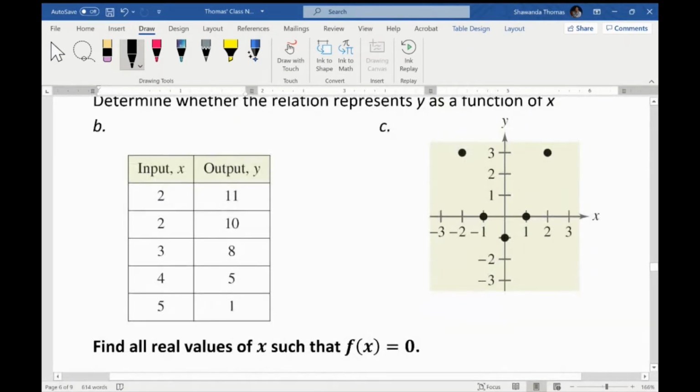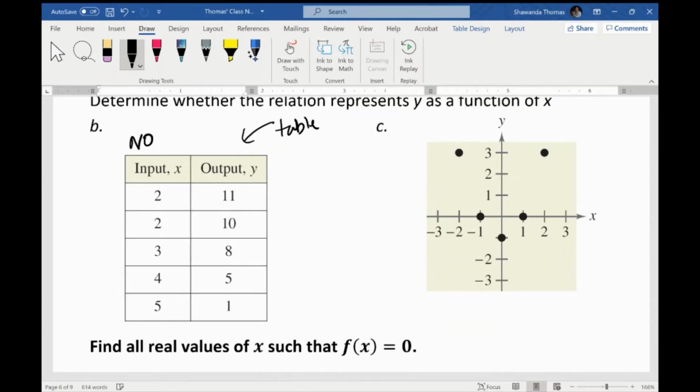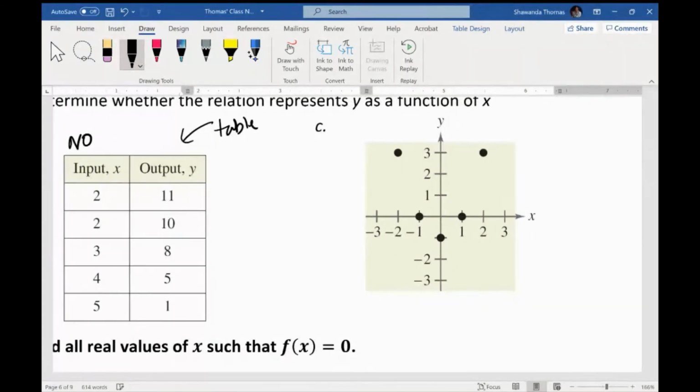All right, let's look at B. This one is just put in a different form. This is a table. Even in the table, you should be able to see, is it a function or not? No. You see that 2 is going to 11 and 2 is going to 10. That same 2 is going to 2 different Y's. That's not a function. So no. All right, let's look at C over here. You may not be able to tell right off, but let's just write down what the points are. Tell me, what is this point right here?